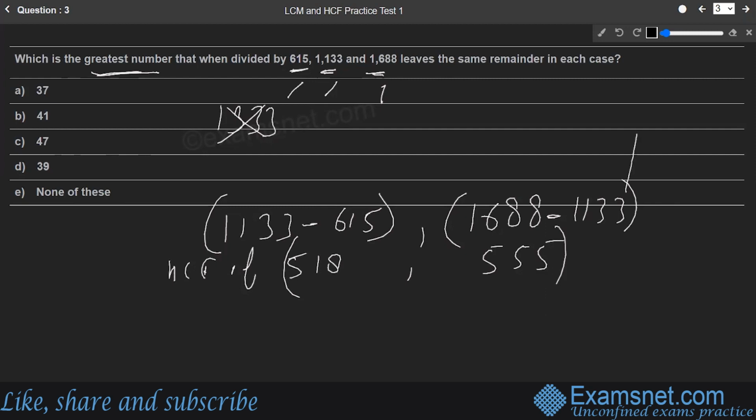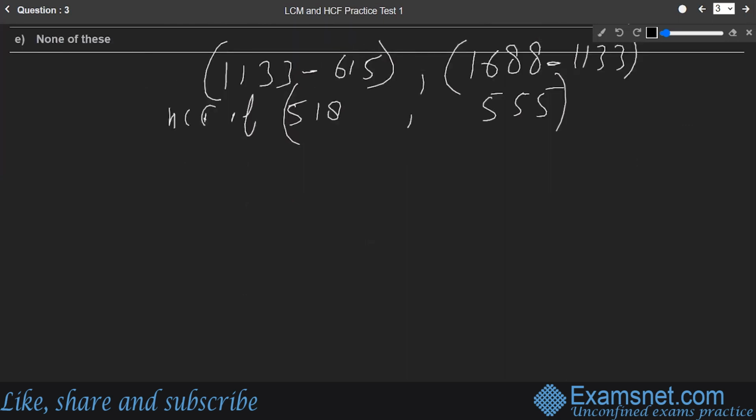So to find the HCF of 518 and 555, I'm going by the basic method. First, I need to factorize 518. It can be divided by 2, and if we divide it by 2, the number remains 259. Then this 259 can again be divided by 7, and the number remains 37. So the last number is 37. These are the prime factorization of 518: 2 into 7 into 37.